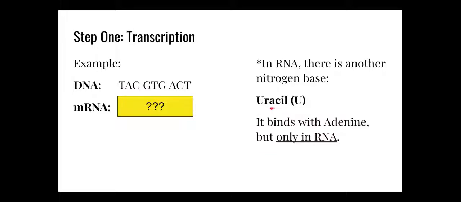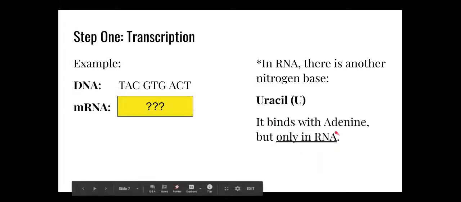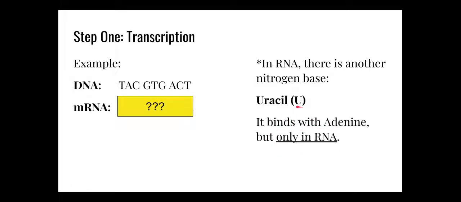Uracil is going to be the base that binds with adenine now. It only binds with adenine in RNA molecules. So you're only going to see U's if you're looking at an RNA molecule. If you're looking at DNA, you're going to see T's. But in RNA, we have uracil instead of thymine, so we're going to see U's instead.